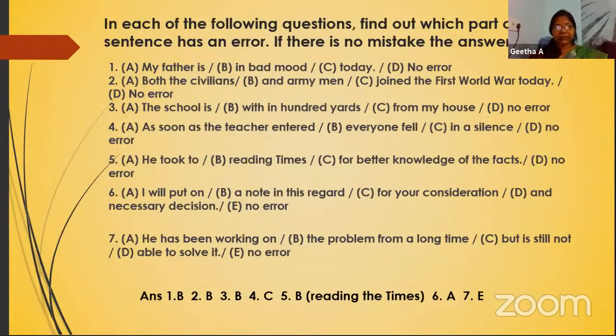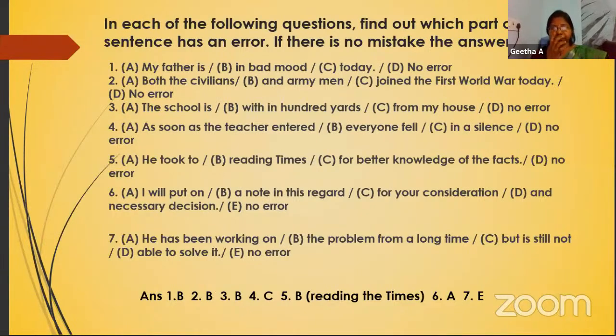So B is the answer, and the second is also B, because both the civilians and the army men should be there. It is just given "and army men." So both the civilians and the army men join the first word bar today. Okay, then the third one is also B, because it says the school is within 100 yards. You can't say within 100 yards, so that is a mistake there.